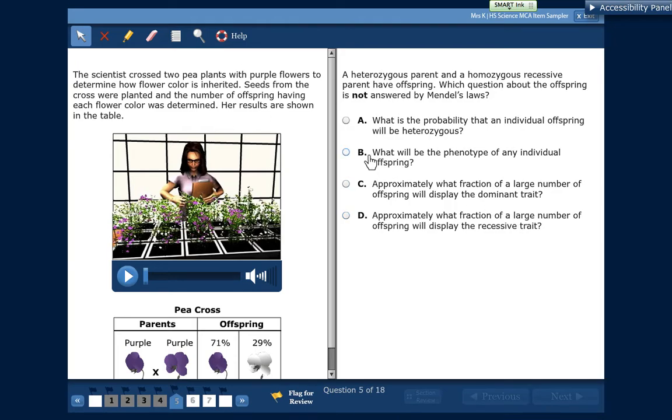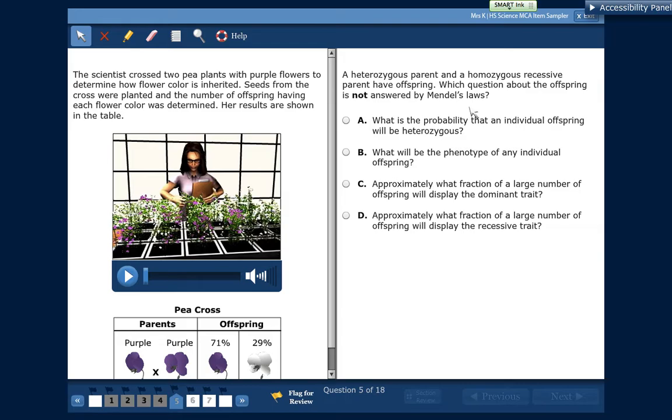Same scenario again, another question. A heterozygous parent and a homozygous recessive parent have offspring. Which question about the offspring is not answered by Mendel's laws? A few things going on. You need to know what heterozygous means. Heterozygous means one capital letter with a lowercase letter, and homozygous recessive means two little letters, like two little f's. And then we need to know Mendel's laws.